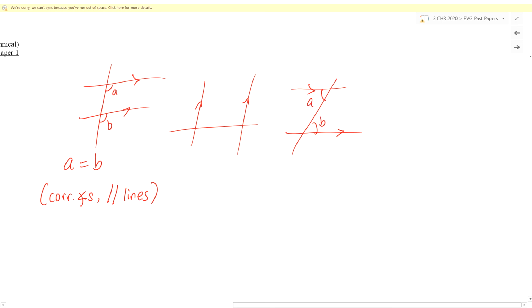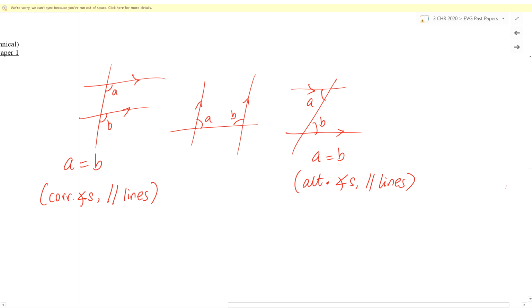Now the next one over here, let's try this. Angle A and angle B. What do you think is the relationship between angle A and B? Same, right? They look the same. A equals B. But what is the reason? This time it is alternate angles, parallel lines. They are alternate to each other, on the other side.